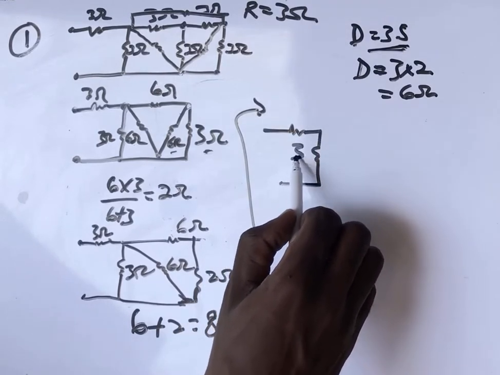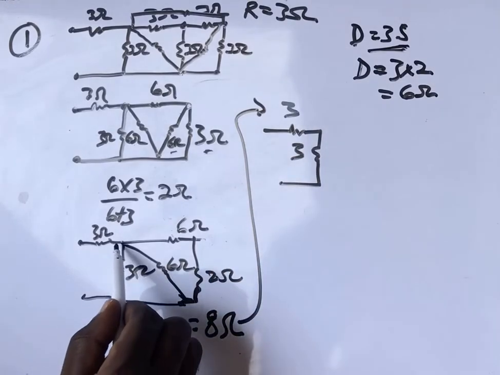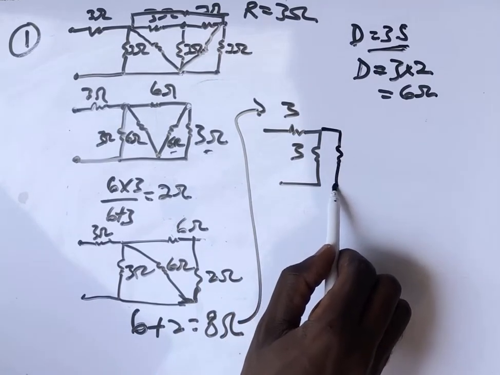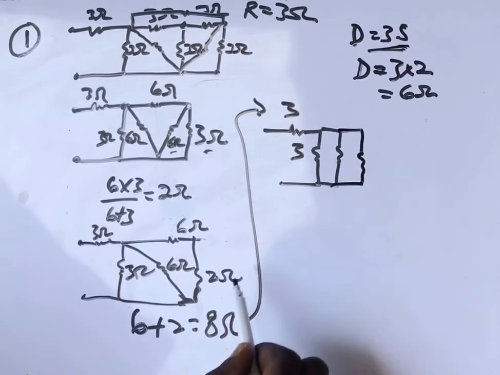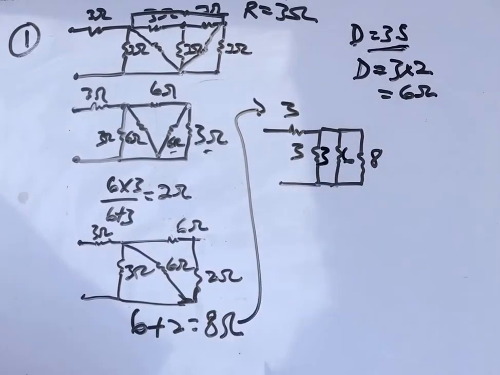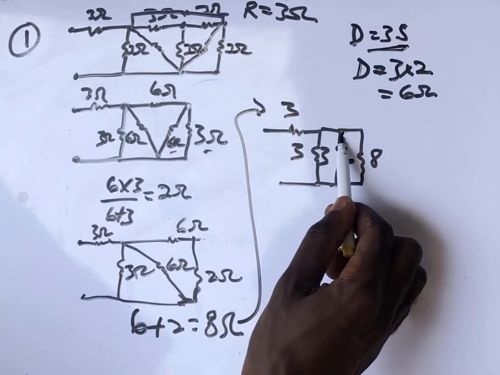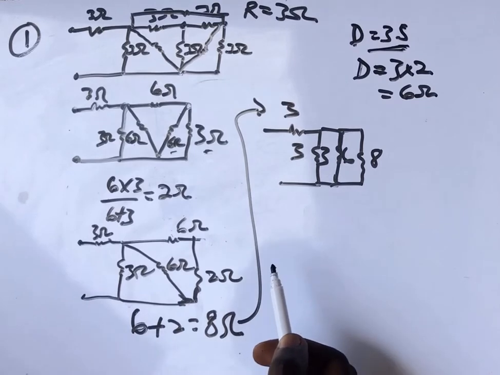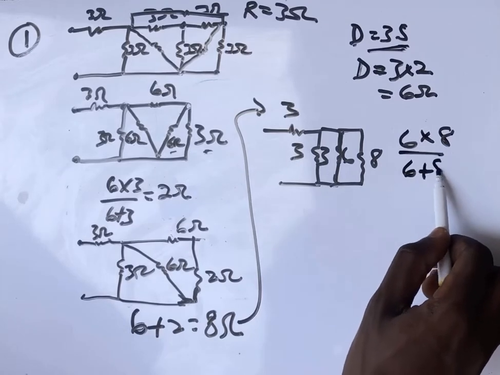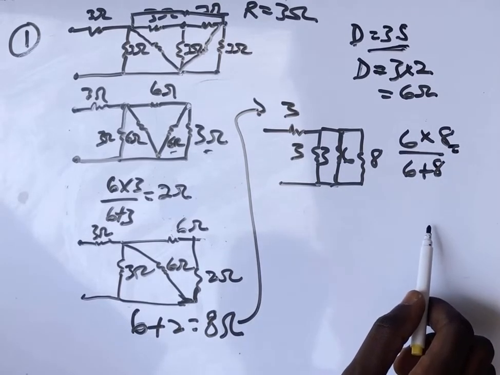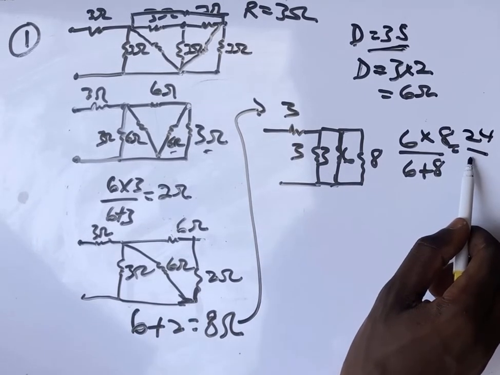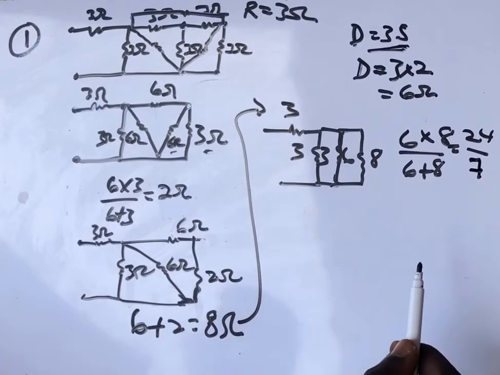This 3, this 3. So instead of drawing this resistor this way, you could just represent it like this. Then we have our 8 ohm, okay? 8, 6, and a 3, right? Now, you will also notice that the entire of this one is parallel. So you have 6 by 8 on 6 plus 8. And this will give us 24 on 7 ohm, right?